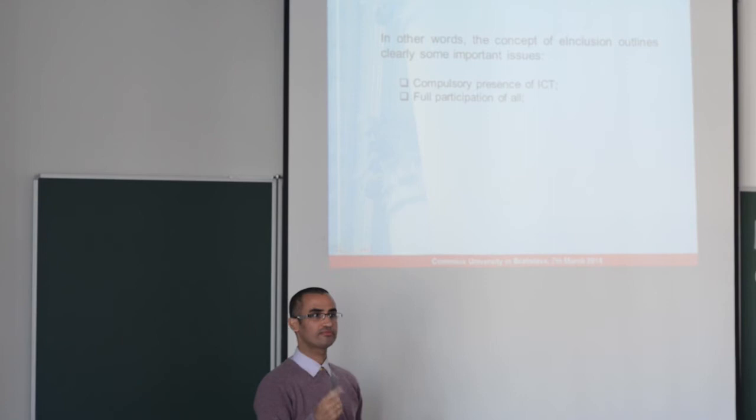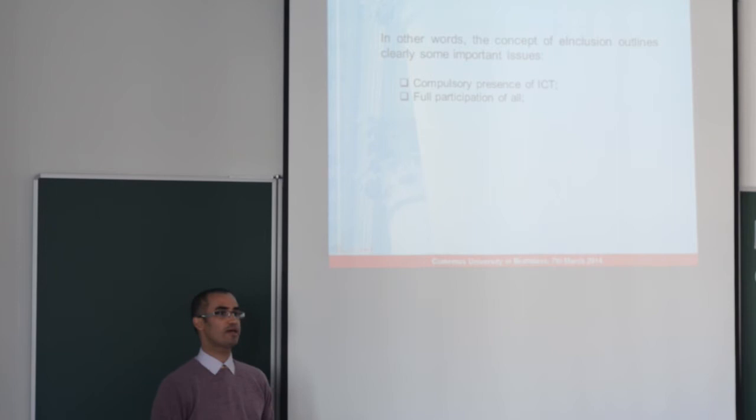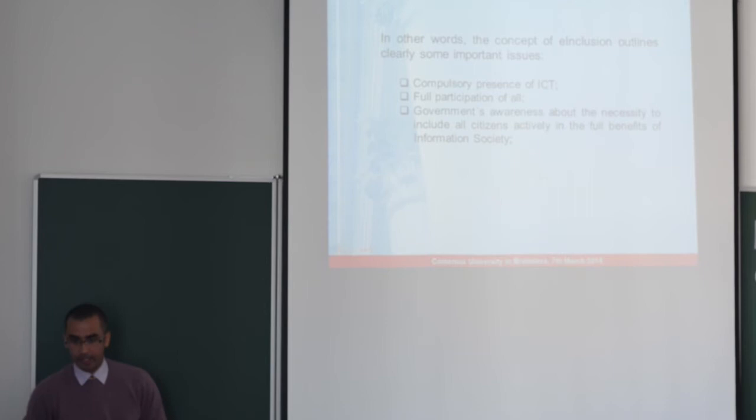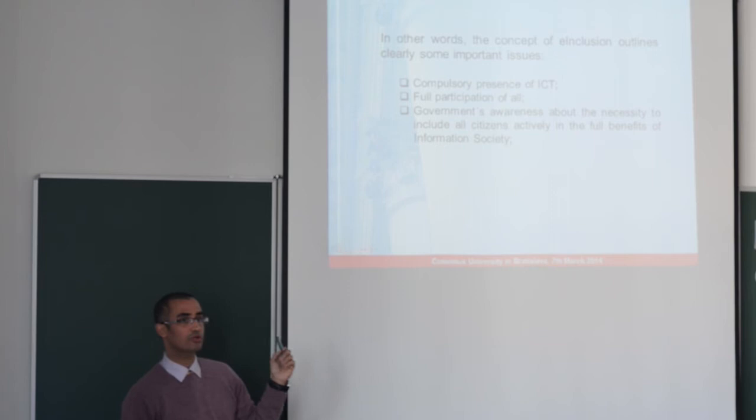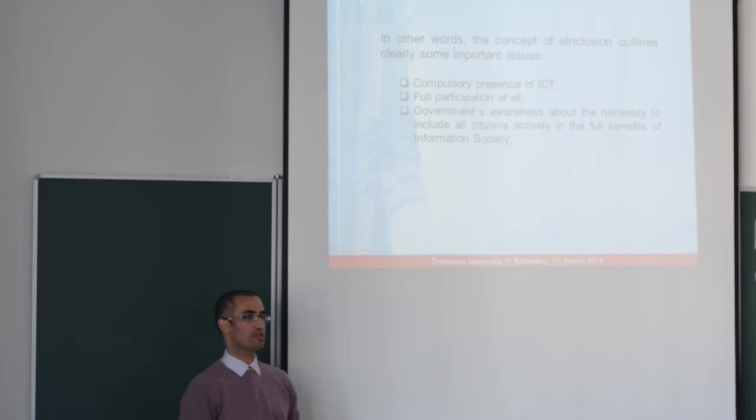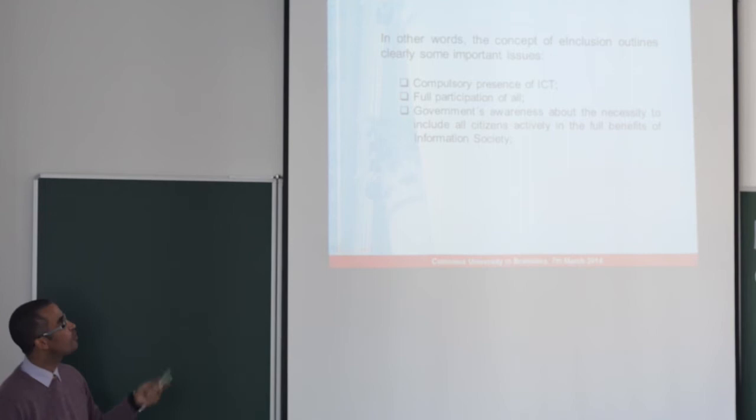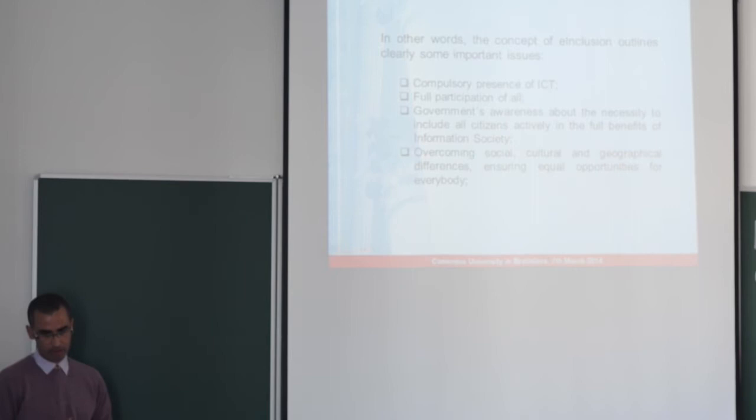Uneducated. Unemployed. Yeah, unemployed people. Jobless, homeless even, and other groups. So, government awareness about the necessity to include all citizens actively in the full benefit of the information society. It is very important also, because it's not only to want to include that, the government also has to take part in those projects to include people, because they have power, of course. So they need to be aware of the necessity to include people, overcoming social, cultural, and geographical differences.